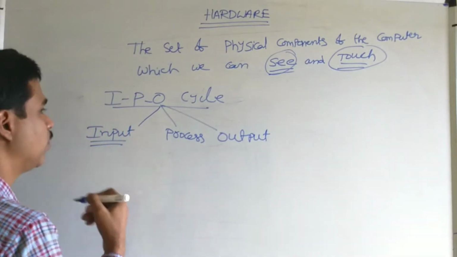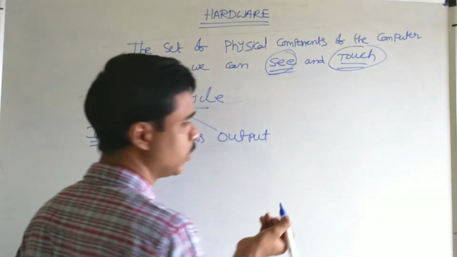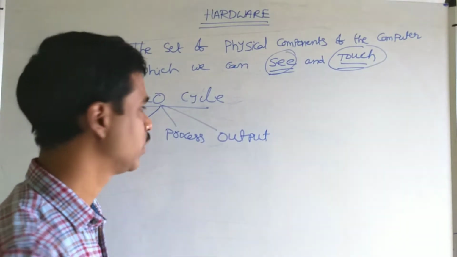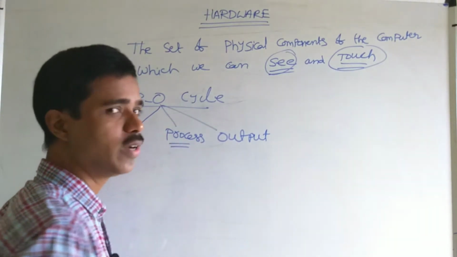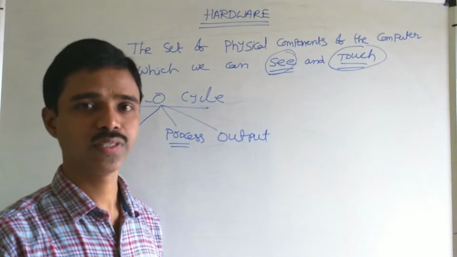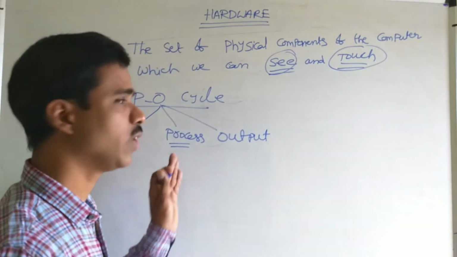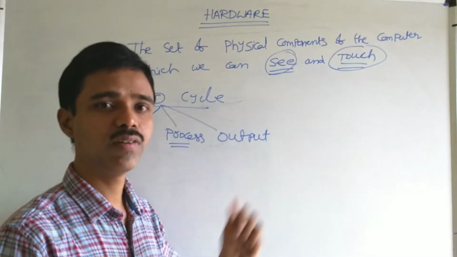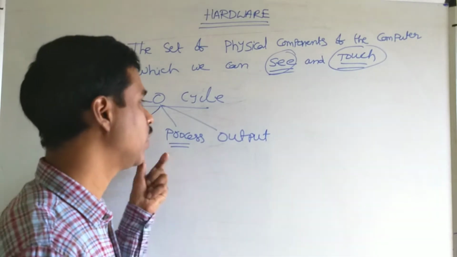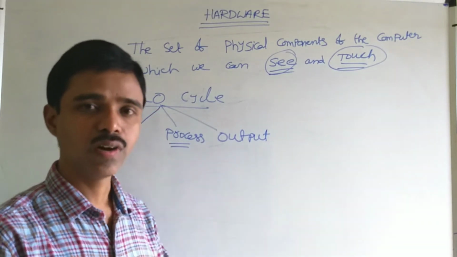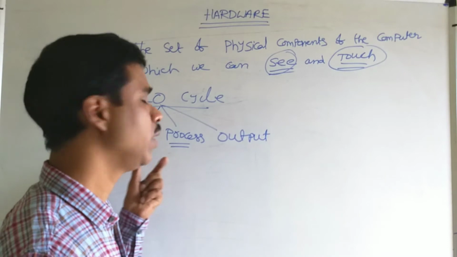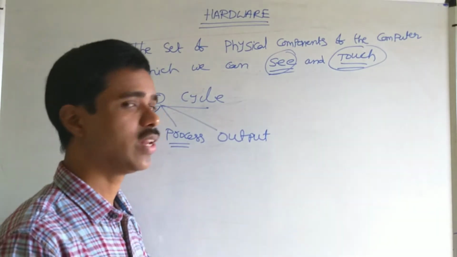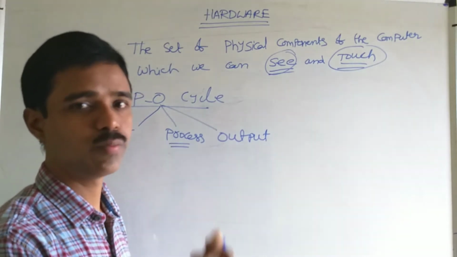Coming to the input, the data we are supplying to the computer is called input. The results we are getting from the computer are called output. The process is nothing but doing some calculations. Whenever you have supplied the input data to the computer, after processing we are able to see the final results on the output screen. With respect to the IPO cycle, I am going to list the components which help to input the data to the computer, process the data, and display the final results on the output screen.